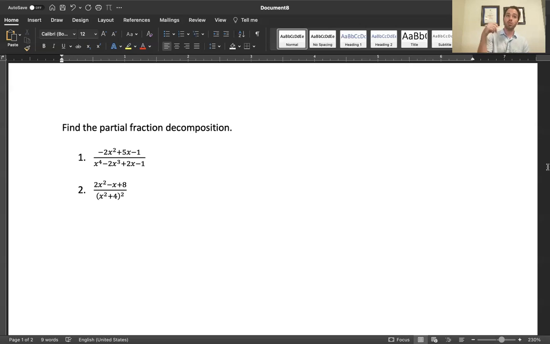We want to find the partial fraction decomposition of these, which means that we want to make them equal to a series of fractions with smaller denominators. This can be a little tricky at times. Let's start, as always, with numero uno.